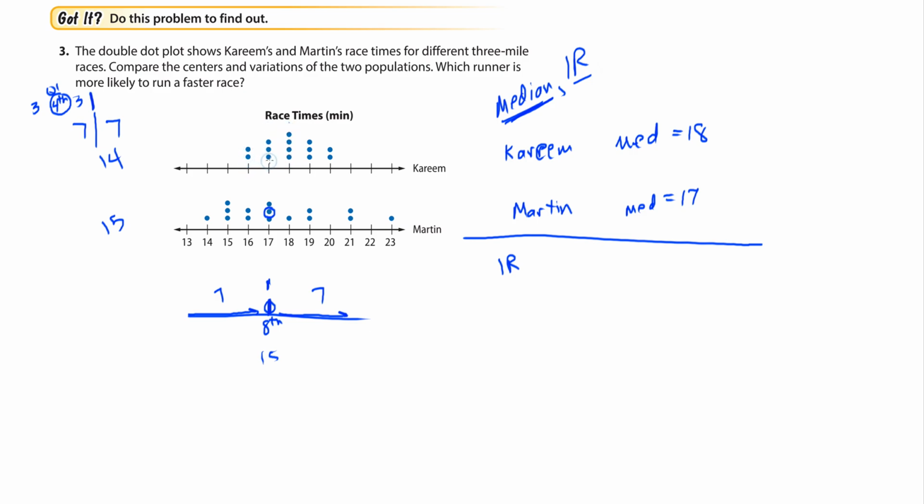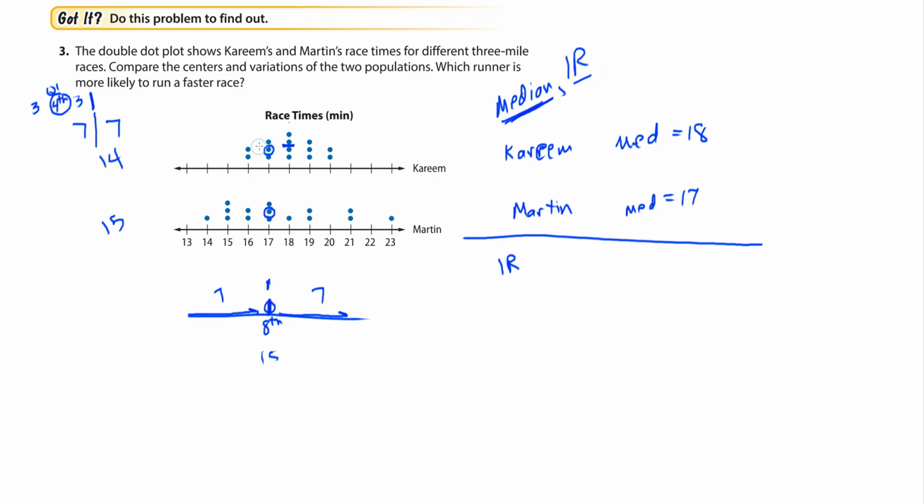So 1, 2, 3, 4, 5, 6, 7. The median is right there. It's between those two. So we have 7 dots on the low side of that median, and then 7 dots on the high side of it. 1, 2, 3, 4. This is your Q1 right there.